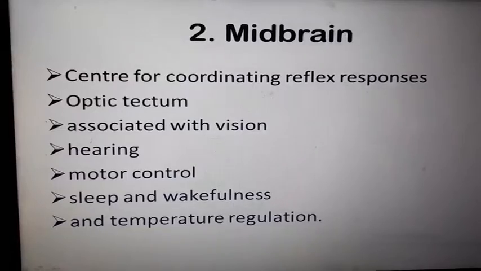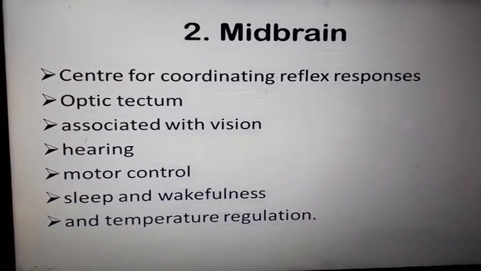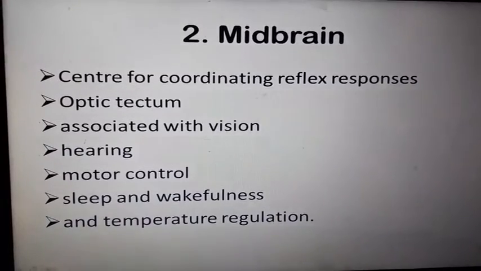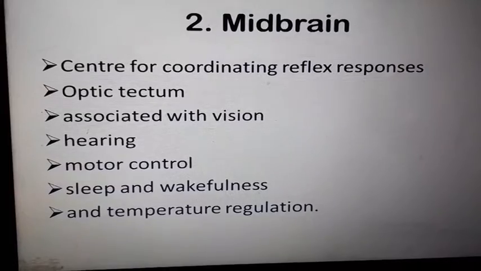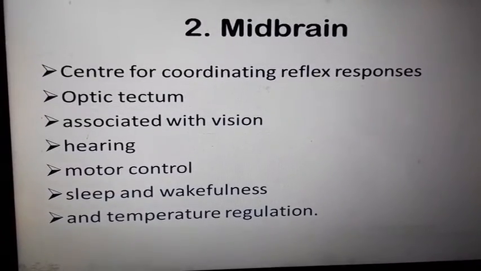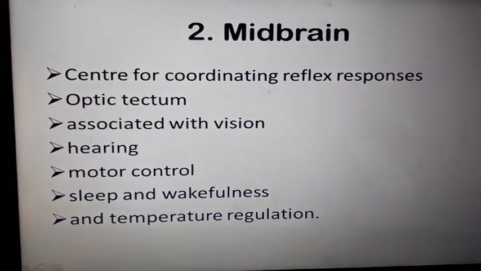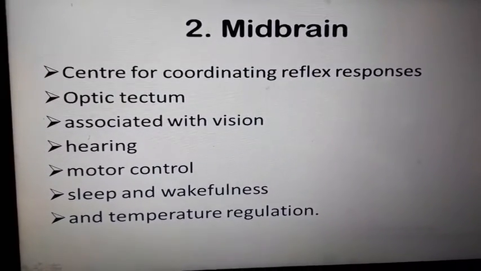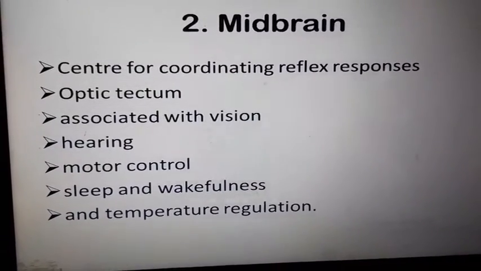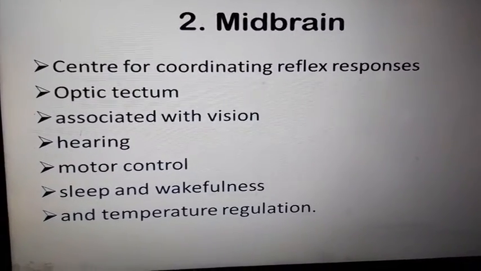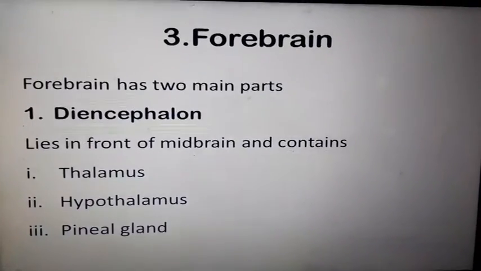The roof of the midbrain is called the optic tectum. So what is the optic tectum? The roof of the midbrain, the optic tectum, is a thickened region of gray matter that integrates visual and auditory signals as well, and it is responsible for hearing, also for motor control, sleep-wake cycle, and temperature regulation as well. After this we move toward the third part, that is the forebrain.